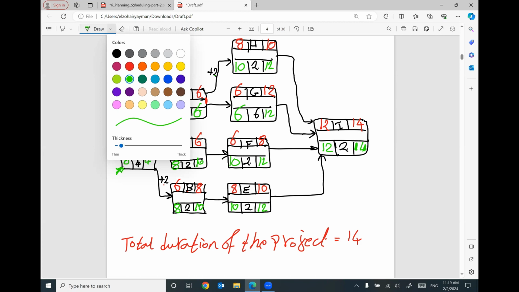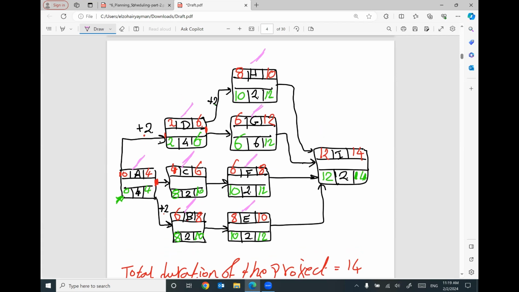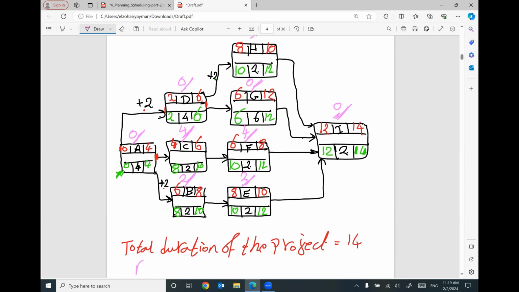Once we finish the late start, late finish for each activity, I can figure out the total float. This total float will help you to figure out the critical activities. This one will be 0, this one will be 0, this one will be 2, this one will be 0, this one will be 4, this one will be 2, this one will be 4, this one will be 2, this one will be 0. The critical activities have 0 total float. So the critical activities will be A to D to G to I. This one is called the critical path.